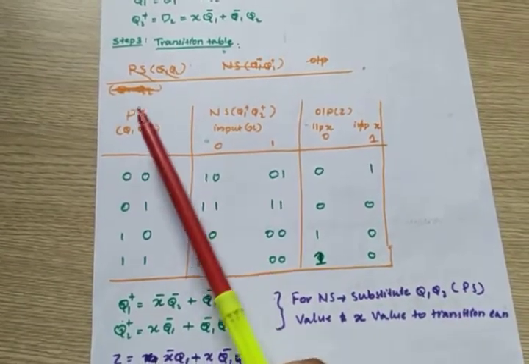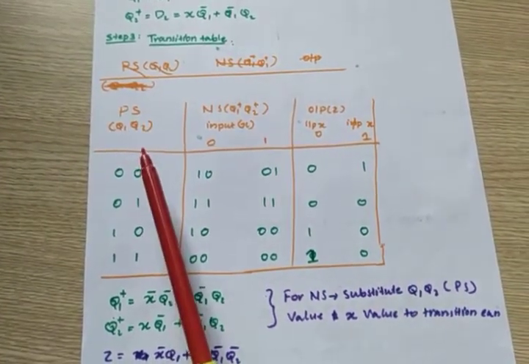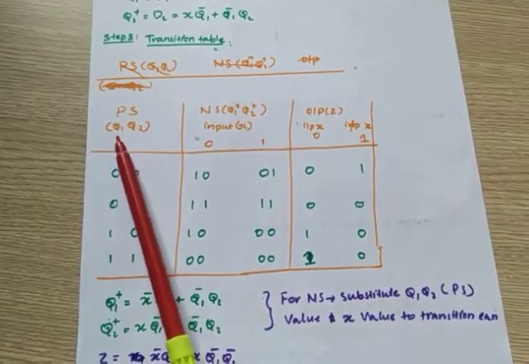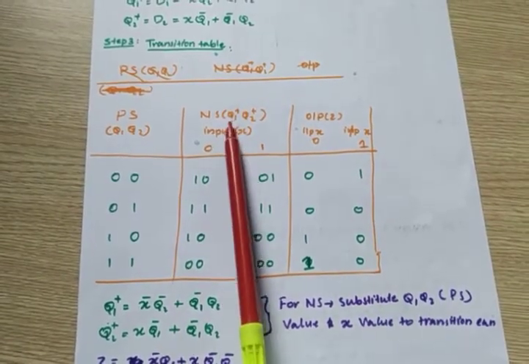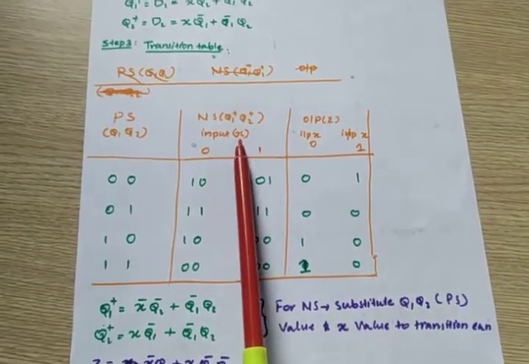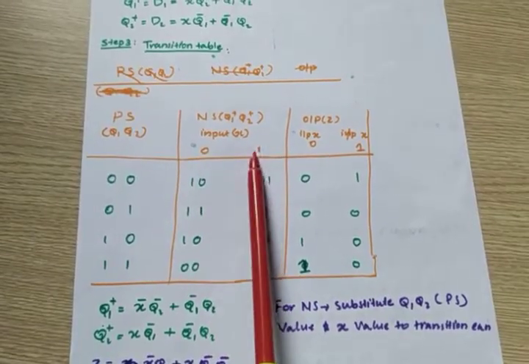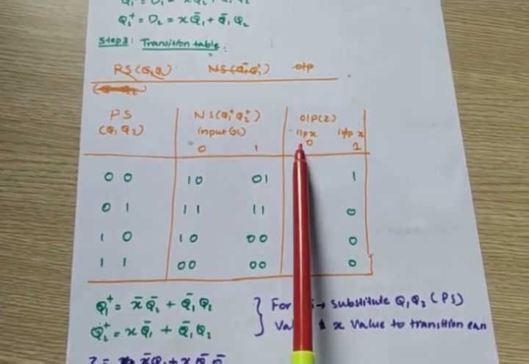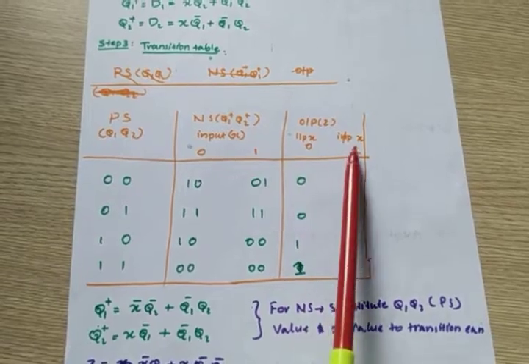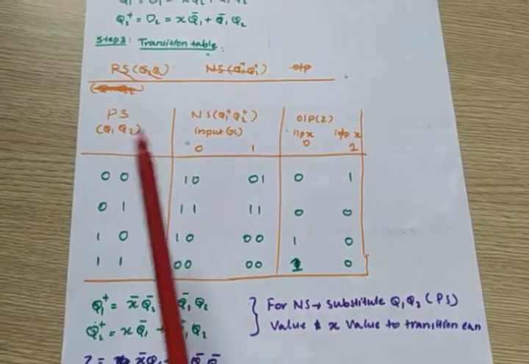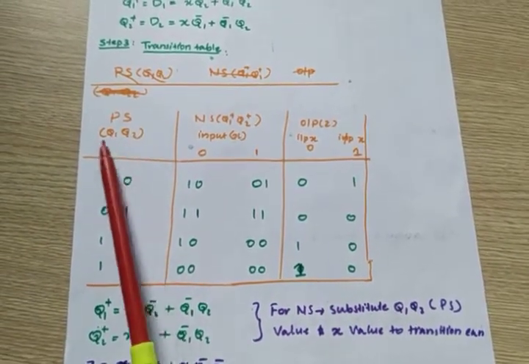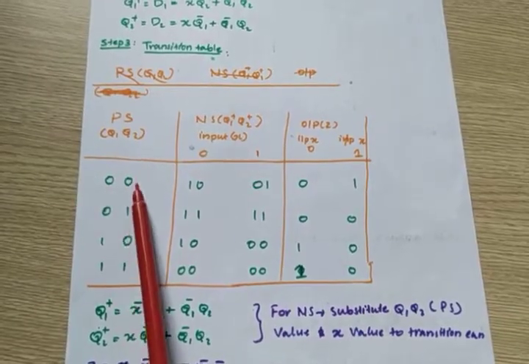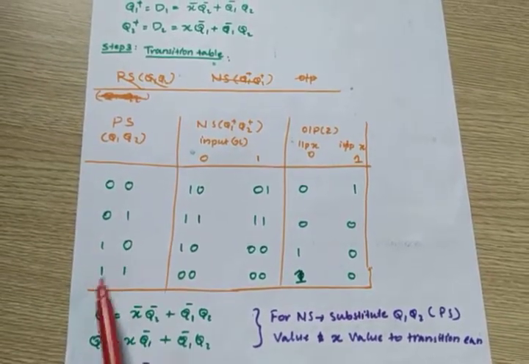Step 3, transition table. This is the transition table. Here you have present state q1 q2, next state q1 plus q2 plus, where the input x is 0 or 1, and output z for input x 0 or 1. First is the present state. You know what the present state is. It can be 00, 01, 10, 11.